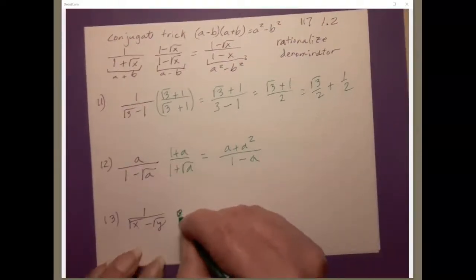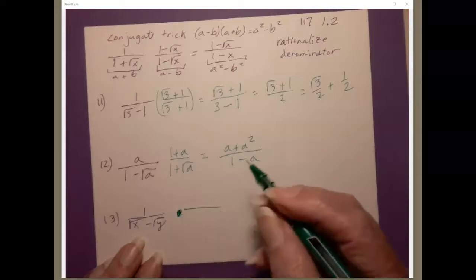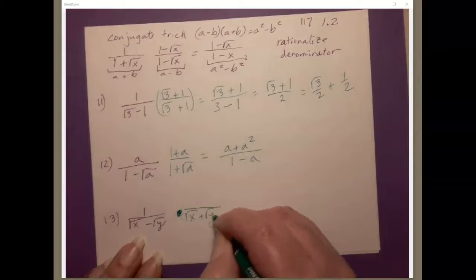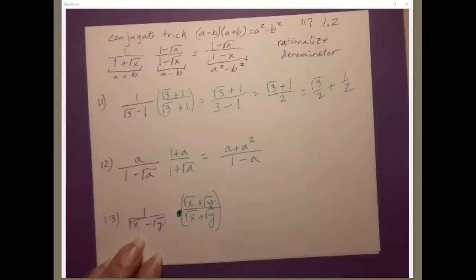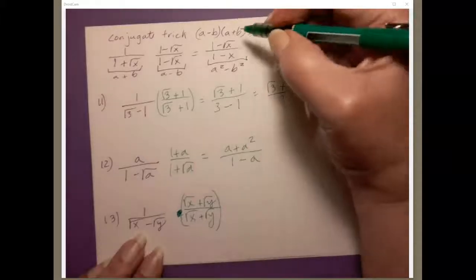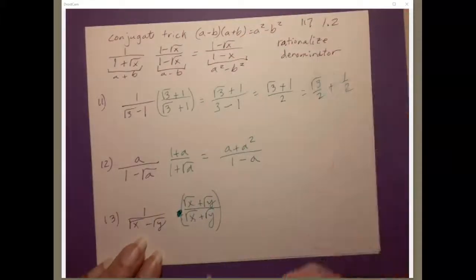Same thing here. I want to rationalize, so I'm going to multiply by just enough to get rid of the radicals in the denominator. And that would be square root of x plus the square root of y, both on the top and the bottom. This is the number 1 I'm multiplying by. Nothing but a simple little trick there. But what I'm deciding to use for my number 1 is important for this conjugate trick. So that's where it's coming from.